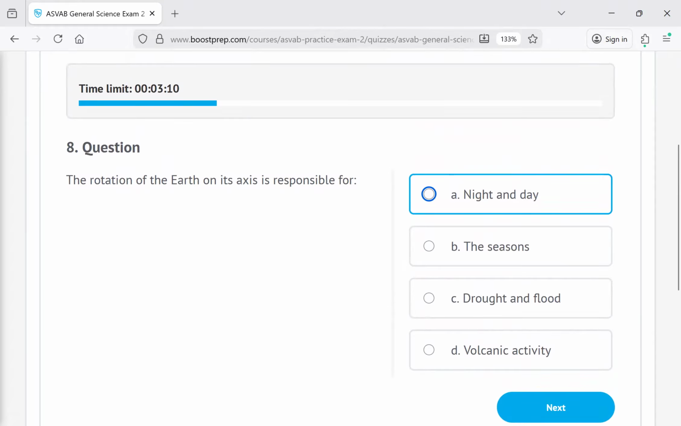Question 8, the rotation of the Earth on its axis is responsible for A, night and day. Okay, so the rotation of Earth on its axis is responsible for A, night and day.